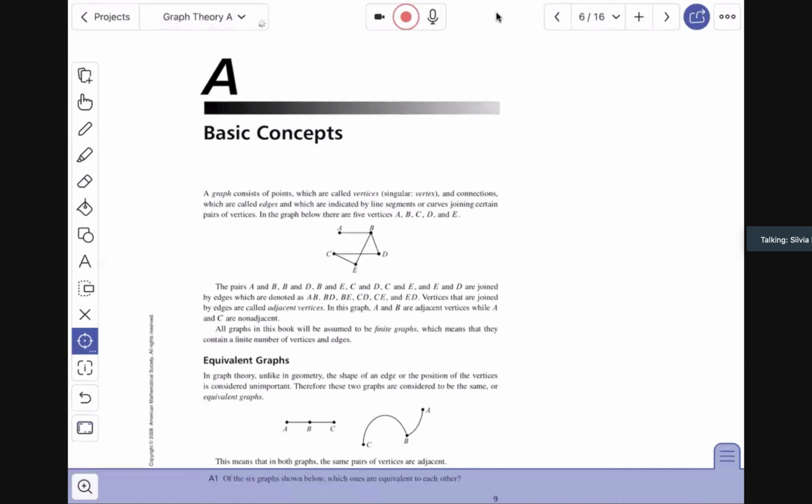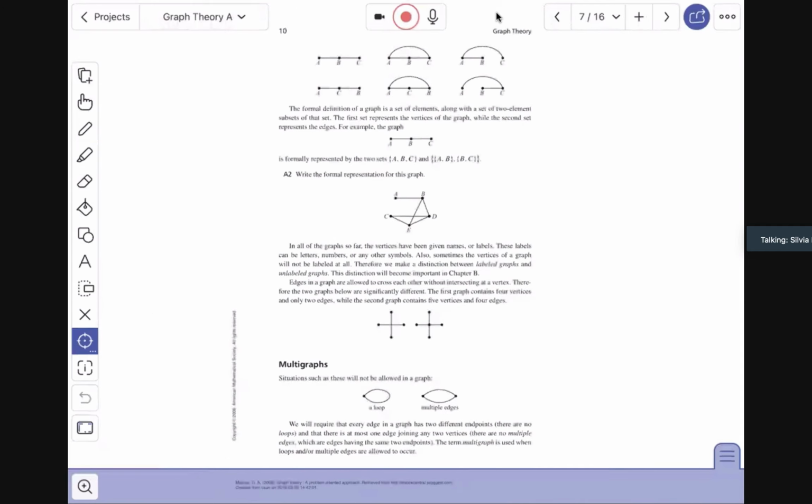But section A is mostly terminology. How we call everything. That's a vertex, that's an edge. When two graphs are considered the same, so these are just different drawings of the same graph. This equivalence of graphs. I'm going to explain all of it, but I'm going to go very fast over this because, again, this is just terminology.